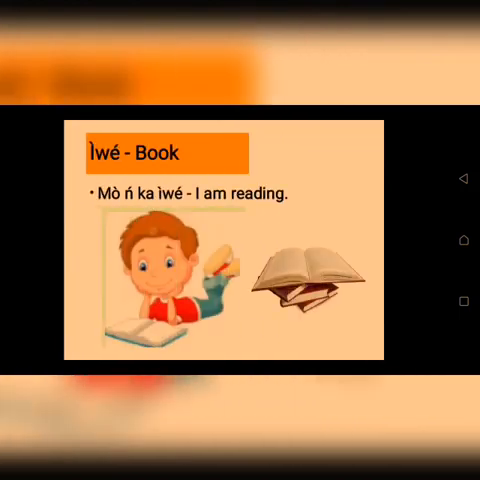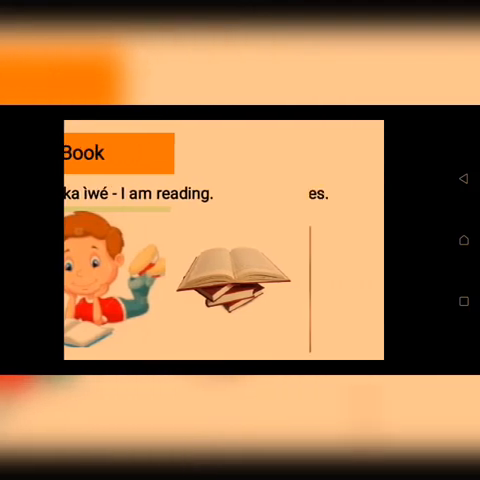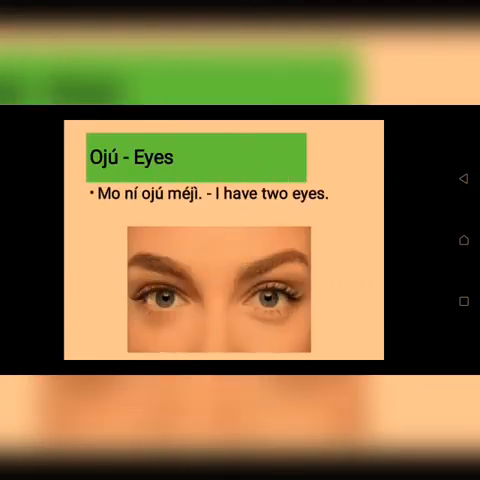The third word is ìwé. Can you say that? Ìwé. That means book. I, w, e. Ìwé. Mo ń ka ìwé. I am reading. Mo ń ka ìwé. I am reading. Ìwé means book. Ìwé, book. Alright. Èyí tó tún dàbẹ́ ni ojú.